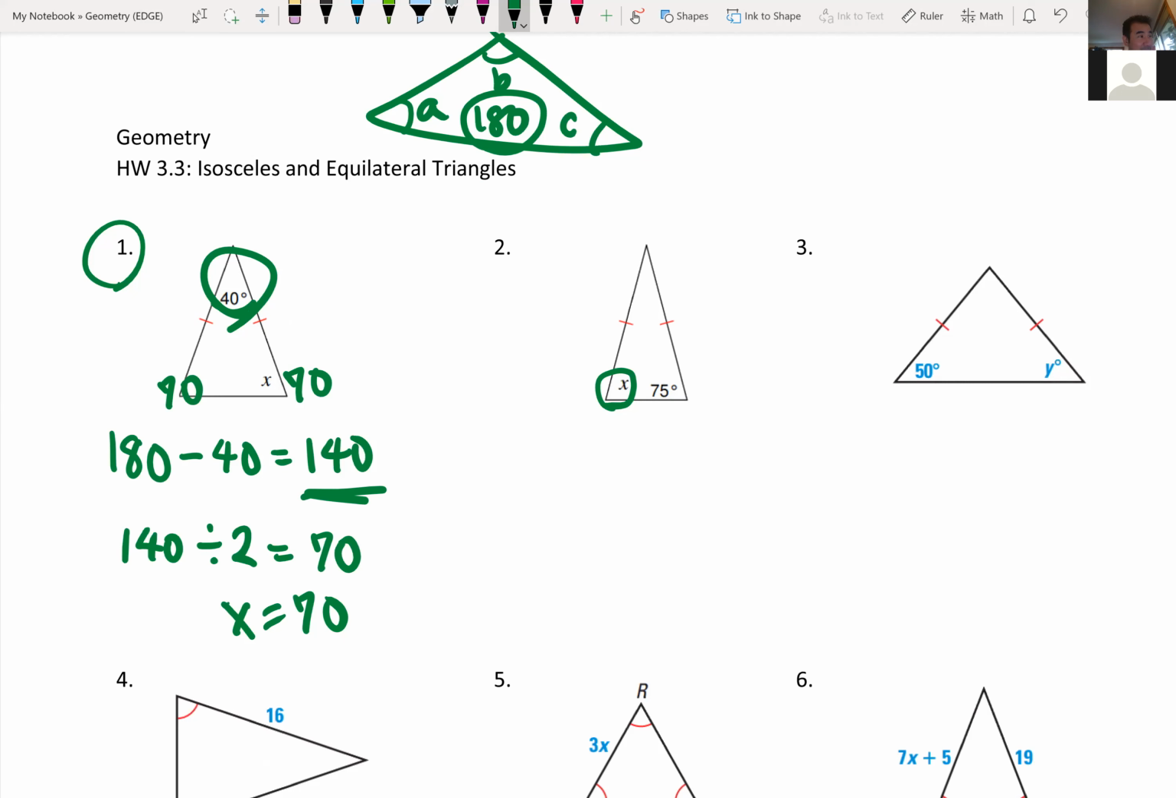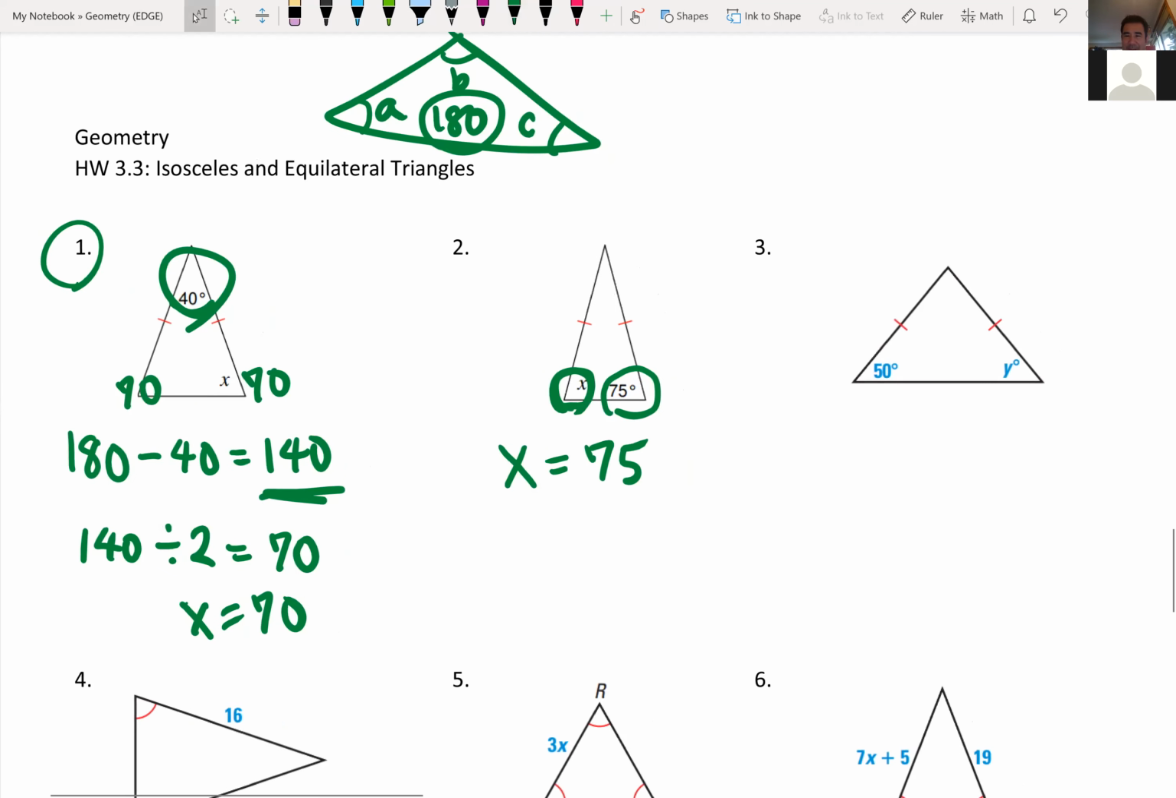X is going to be 75. You don't need to do anything because why? How do I know? Because this angle is 75. So what's the other bottom angle? Bottom angles are always the same, right? So it's 75. Same thing. I don't know why I put the same kind of question.